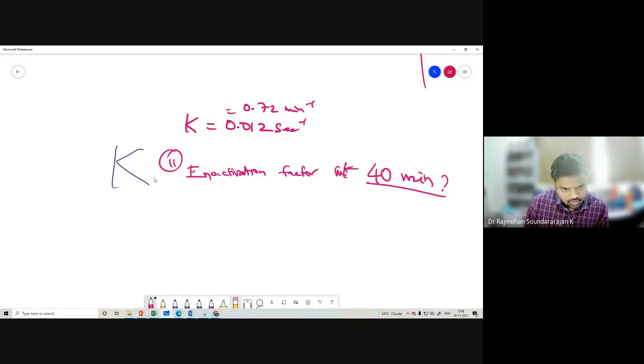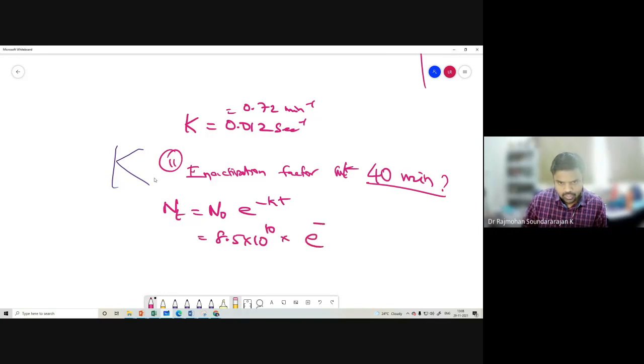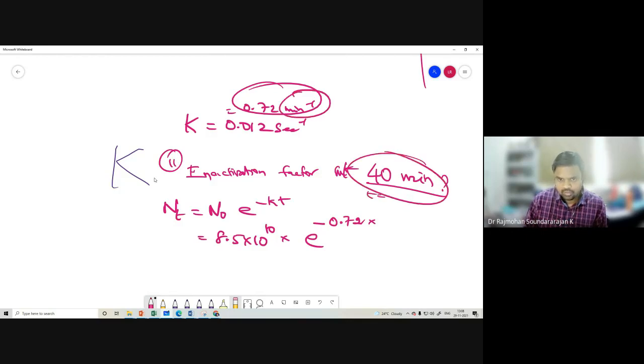So what is the formula? We have to make use of Nt is equal to N naught into e power minus kt. Okay, so we will substitute in terms of minute inverse only. So initially N naught value is what? It is given as 8.5 into 10 power 10 into e power minus k value 0.72 into t. T is in minutes. Remember, it is minute inverse.